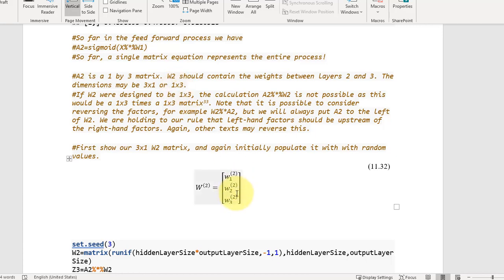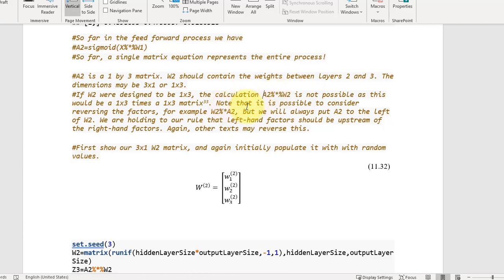The dimensions may be 3 by 1 or 1 by 3, because we need 3 of them. So why do we say that it has to be 3 by 1 instead of 1 by 3? If W2 were designed to be 1 by 3, this calculation A2 times W2, where A2 is 1 by 3, and this was 1 by 3, we couldn't do that. Couldn't do this matrix multiplication.